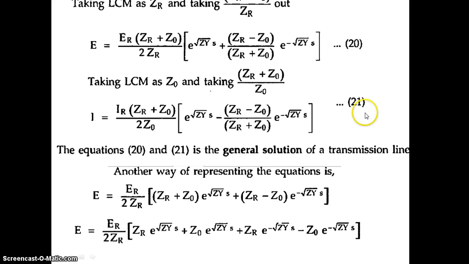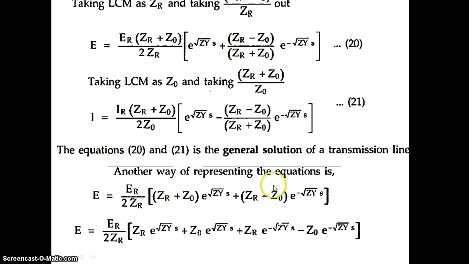Similarly, for the expression for I, we are arriving at equations number 20 and 21. So equations 20 and 21 are the general solution of the transmission line in a different form. This is the general format of the general solution of the transmission line equations, that is E equal to ER into (ZR plus Z0) by 2ZR into these exponential terms.